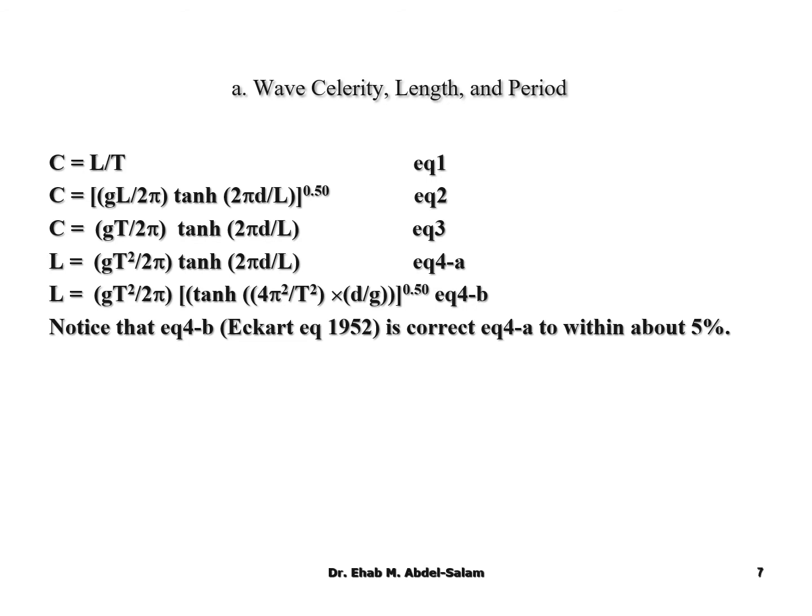Equation 3: L equals g T squared over 2π multiplied by tanh 2π d over L. This is the equation for A. For B, L equals g T squared over 2π multiplied by tanh of (4π squared over T squared multiplied by d over g), all of this under square root 0.5. The difference between A and B is about 5%. Equation 4B was made more accurate in 1952.